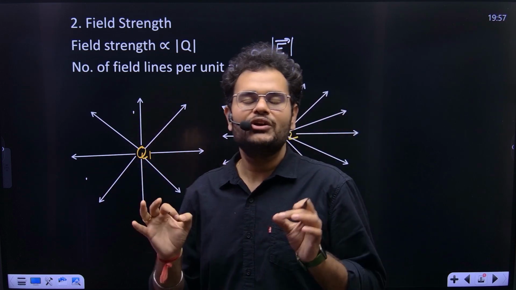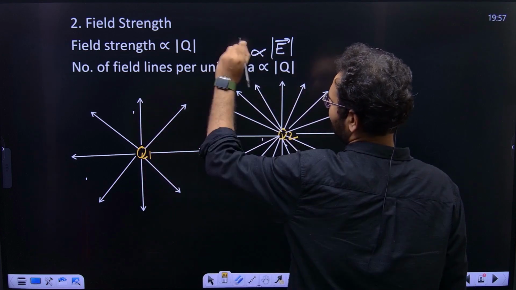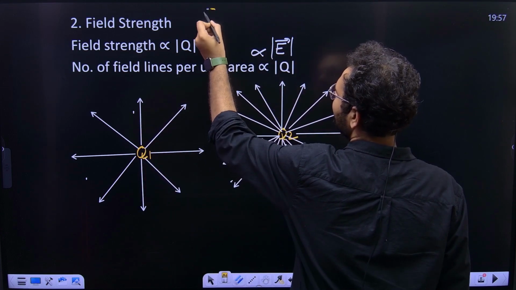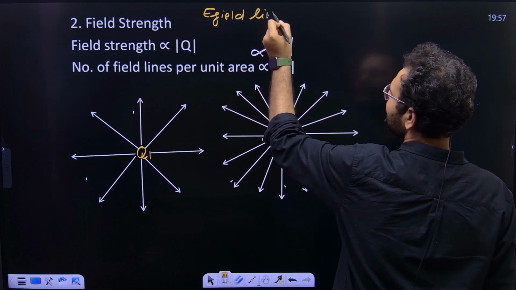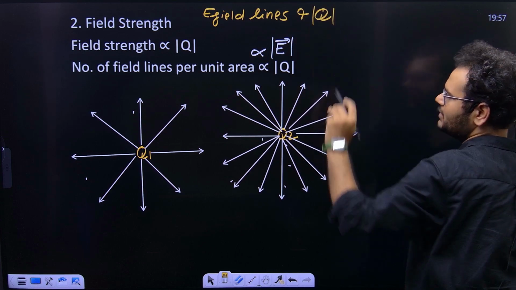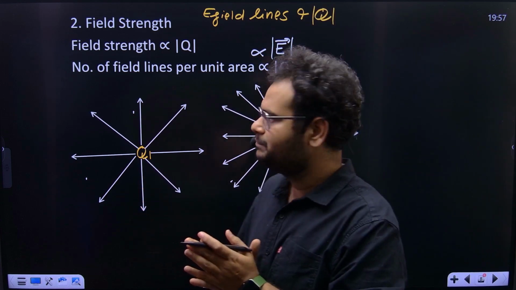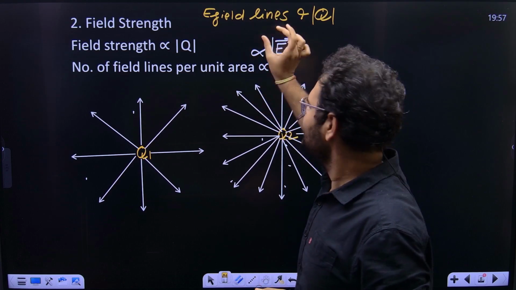First, what you need to understand is that the number of electric field lines is directly proportional to the charge, the magnitude of charge. What I mean, I will explain. Electric field lines, if they are more in number, that means the charge is bigger.